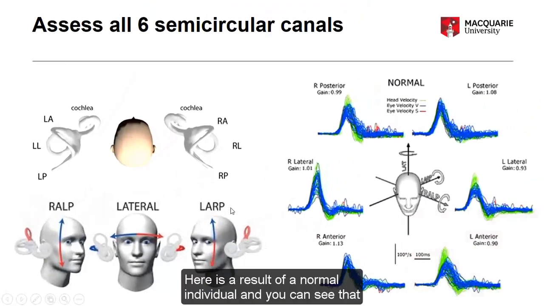Here is a result of a normal individual, and you can see that they've got equal head velocity to eye velocity on all 6 planes.